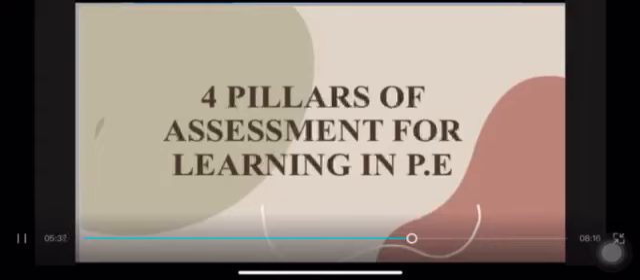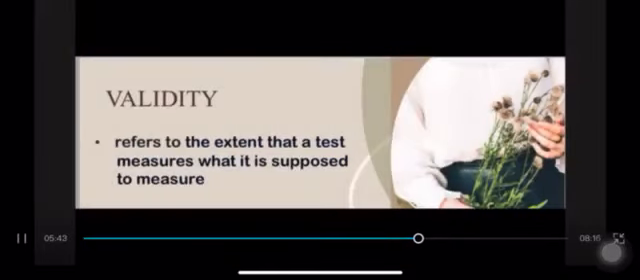And also we have the four pillars of assessment for learning in physical education. First is the validity. Validity refers to the extent that a test measures what it is supposed to measure. Or this refers to what we should assess as a teacher in our students.